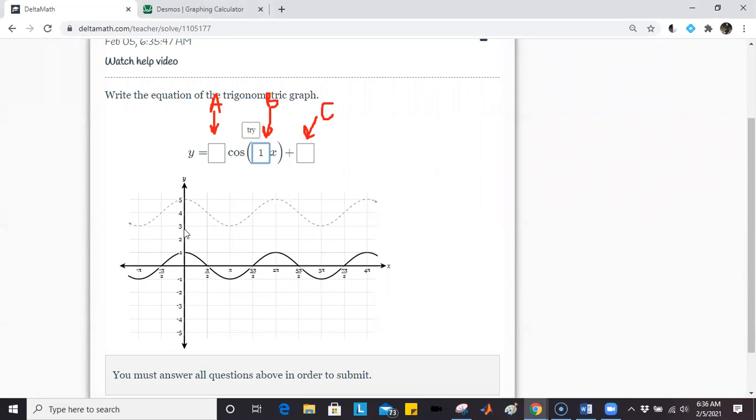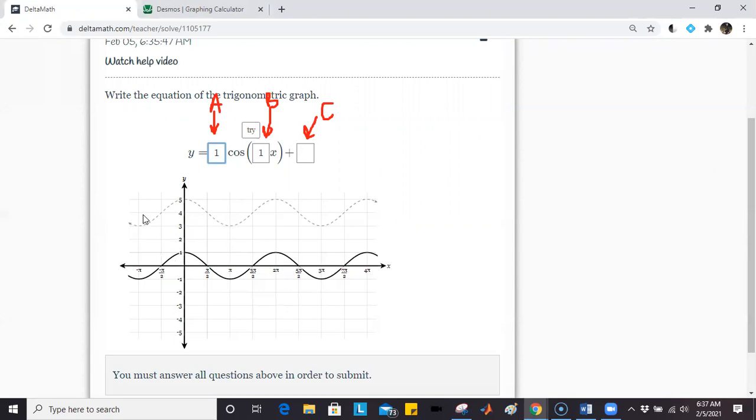It also looks like, what's the amplitude of this? Of the dotted line? Well, the top shows up at 5. The bottom would be at 3. So 5 minus 3 is 2, divided by 2 is 1. So the amplitude is still 1, which means the only thing that really happened here is that we shifted.